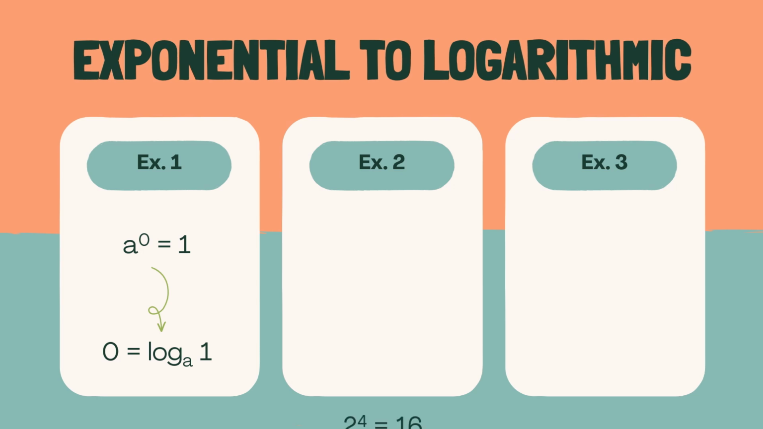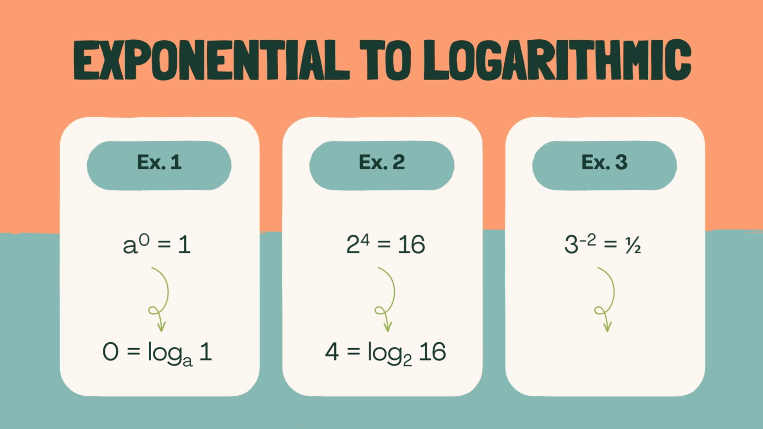Second example, 2 to the power of 4 is equal to 16. This function is expressed as an exponential function, but in logarithmic function form, it becomes 4 is equal to log base 2 of 16. Third example, 3 to the power of negative 2 is equal to 1/2. It becomes negative 2 equals log base 3 of 1/2.